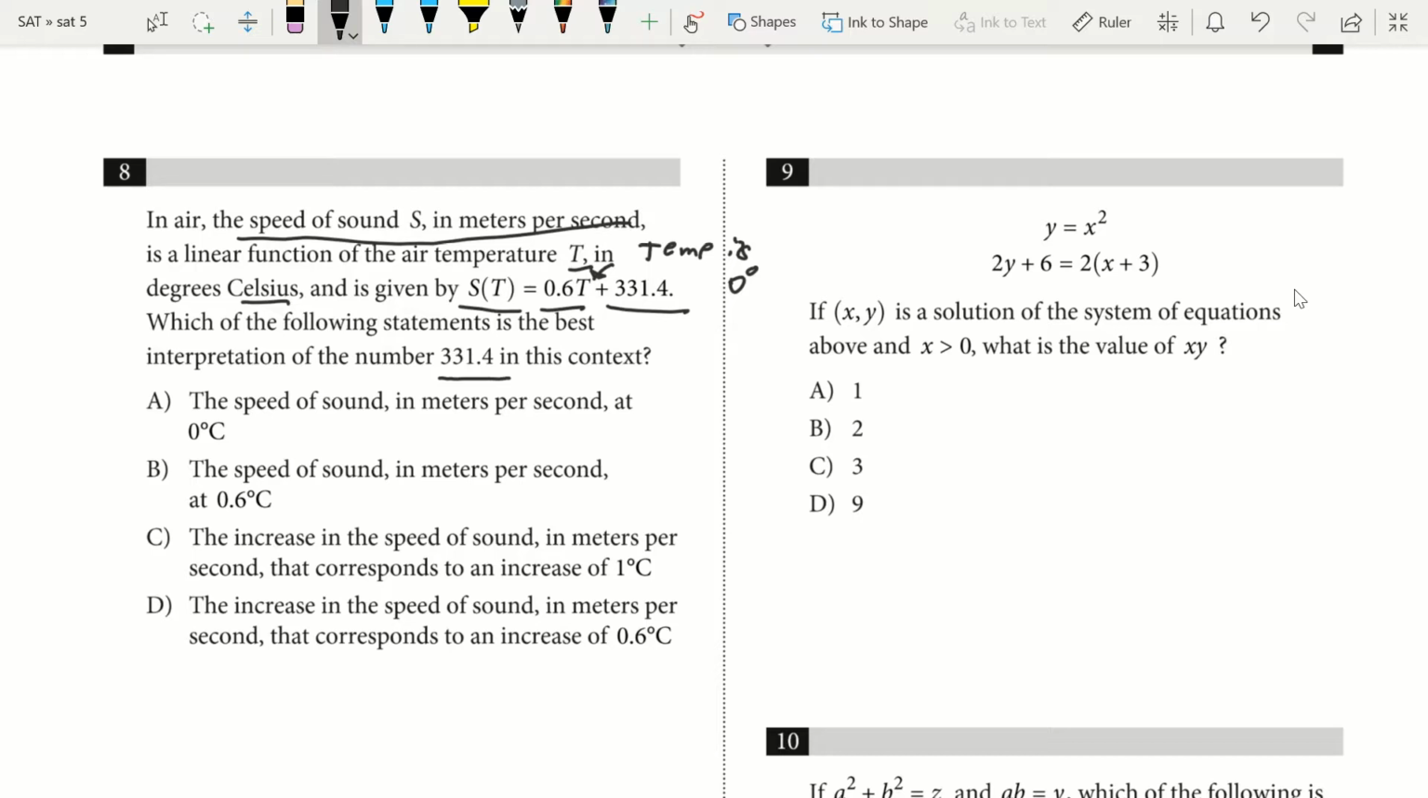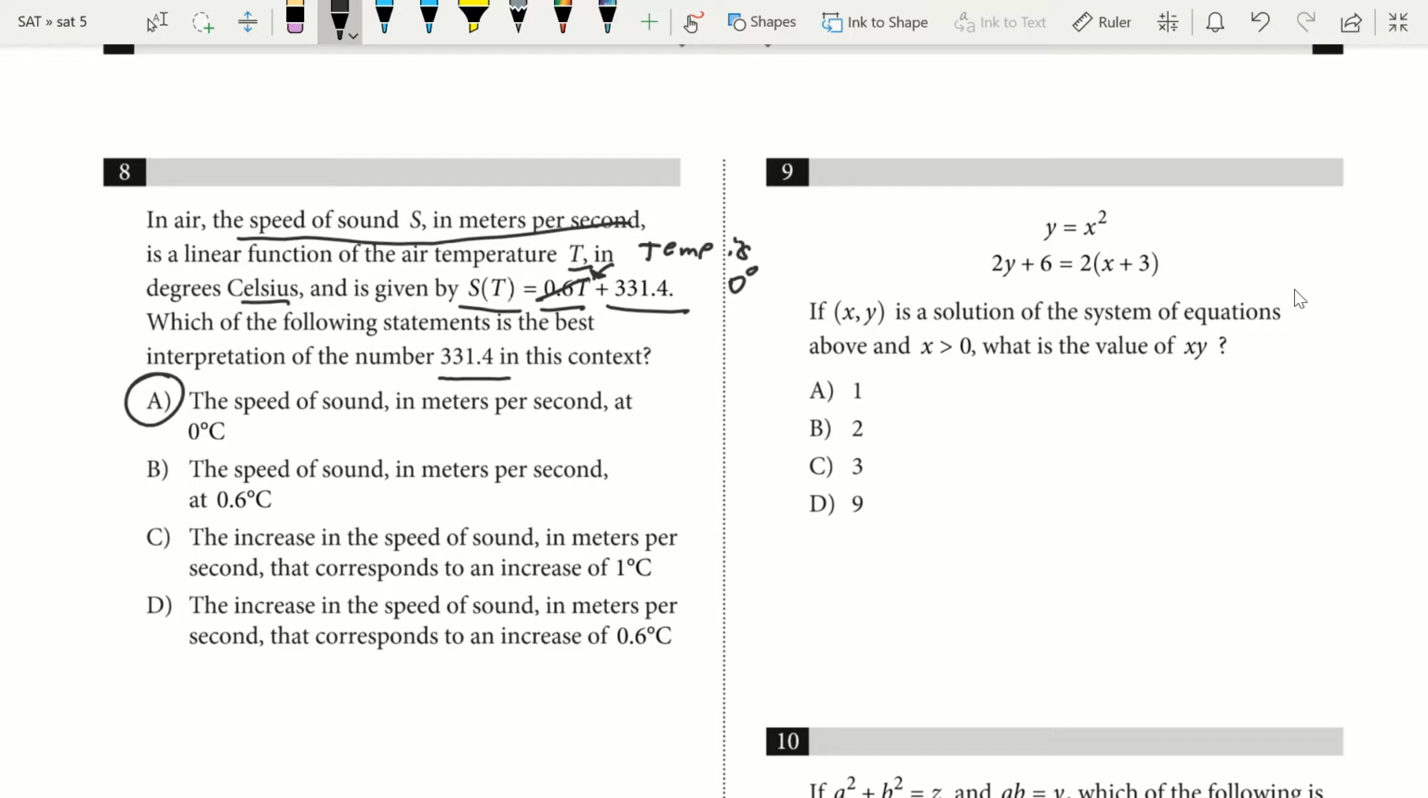Answer choice A, the speed of sound in meters per second at 0 degrees Celsius. Yes, right? Because at 0 degrees Celsius, we would have 0.6 times 0, which will be 0, and we'll be left with 331.4 equals our speed of sound. So the answer is A.